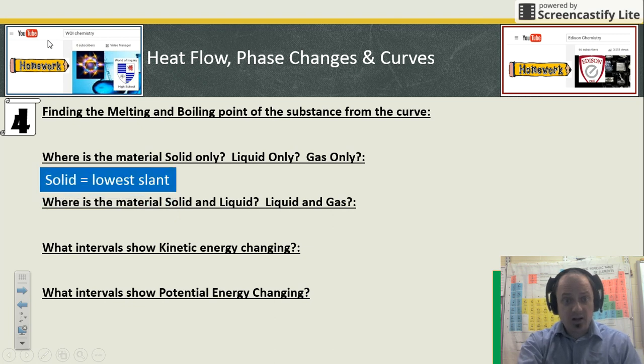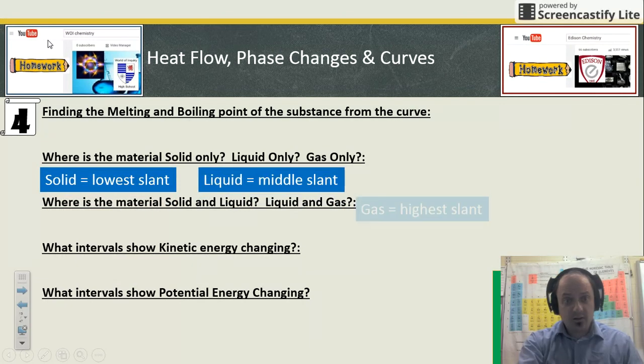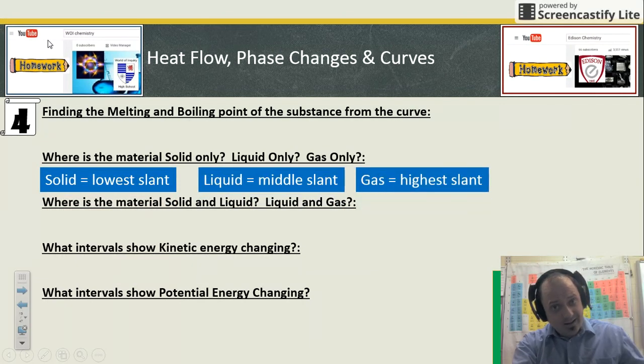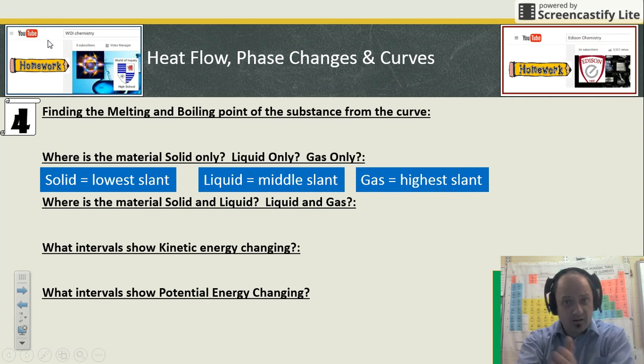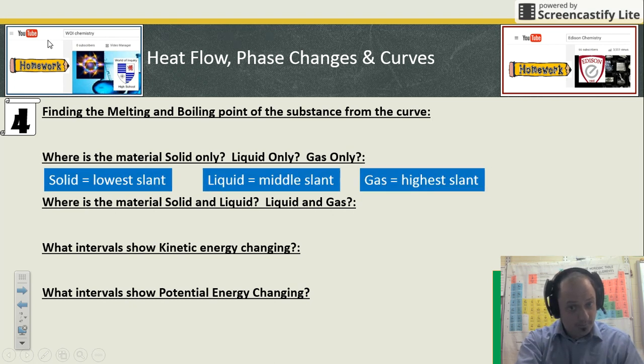Where are we only a solid? In the lowest slant. Liquid, middle slant. Gas, highest slant. Okay, so these are the only phases of matter present in the slants. Solid, liquid, gas. Depending on which slant you're looking at, a different phase of matter.